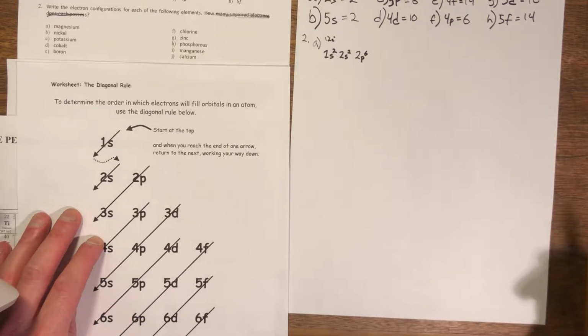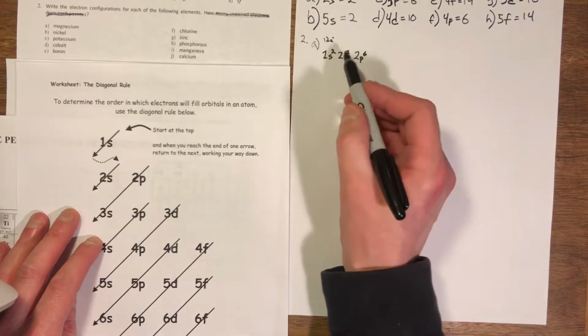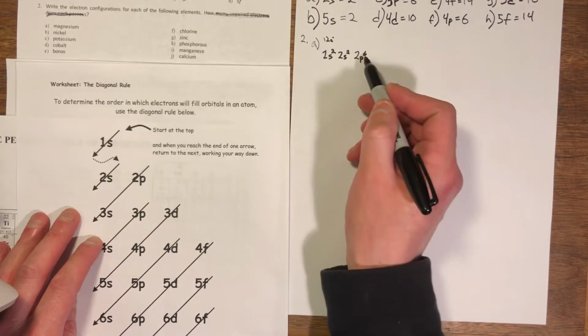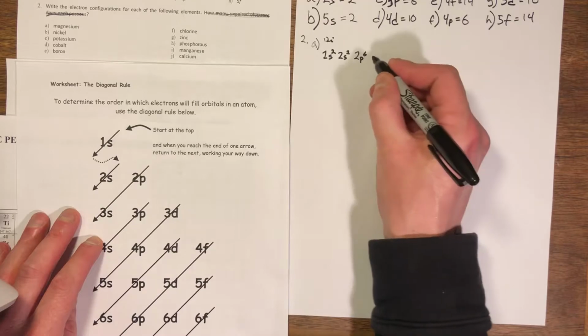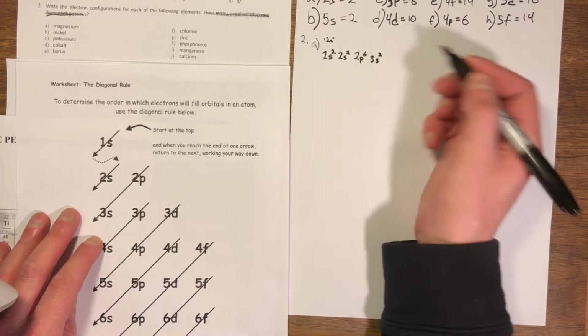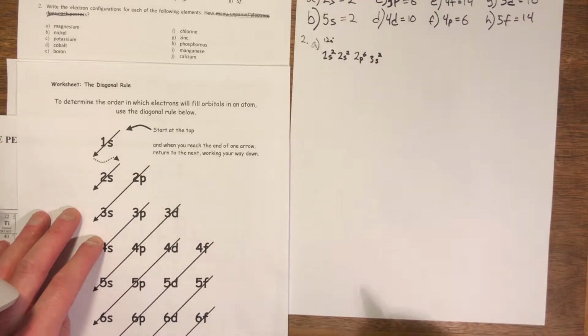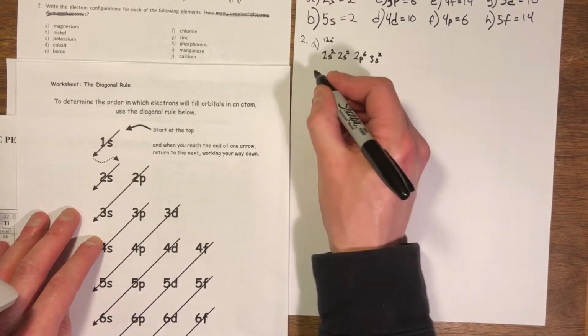Let's just do a quick recap. Let's see how many electrons we used up. 2, 4, and then plus 6 is going to be 10. So we still have 2 more. And then, look at that, we're going to go to 3s2, and that's it. We're going to be done for that one. That is the answer for that one.